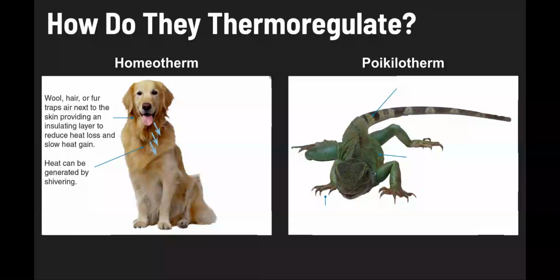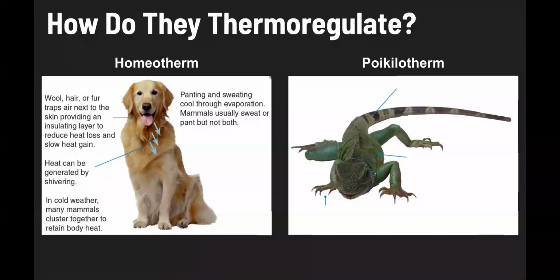They can also generate heat by shivering, so they'll shiver to generate heat. In cold weather, many mammals cluster together to retain body heat. So if they're traveling in packs, they'll clump up together, and this helps retain body heat. Also, panting and sweating cool the animal down through evaporation. Mammals usually sweat or pant, but not both. So in this case, dogs pant, they don't sweat. But we, on the other hand, we don't pant, we sweat.